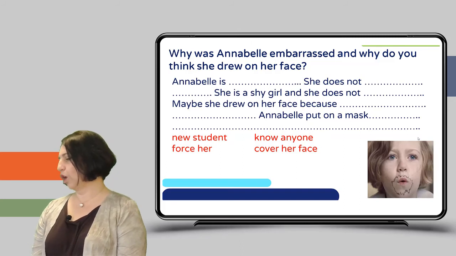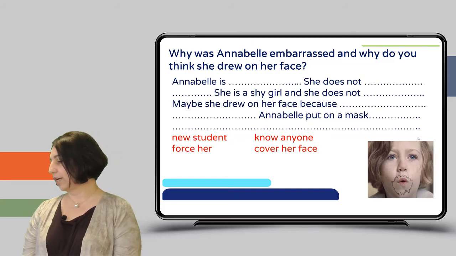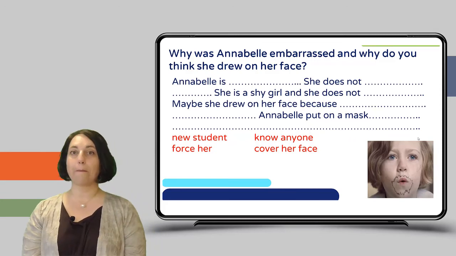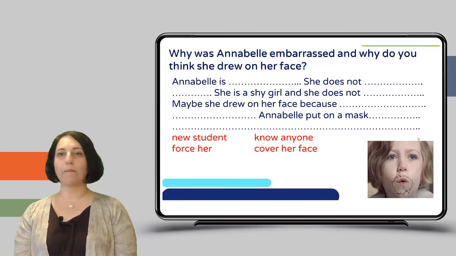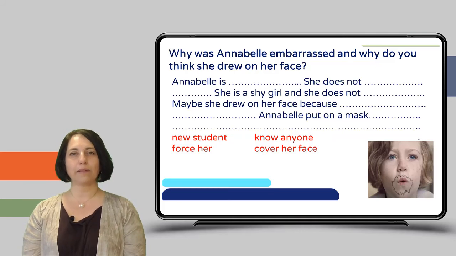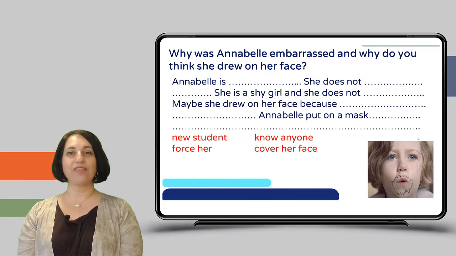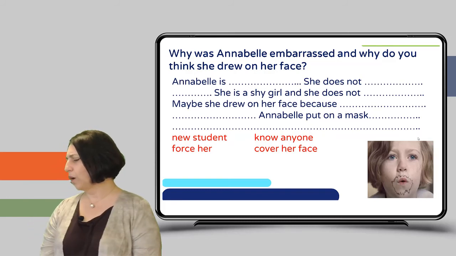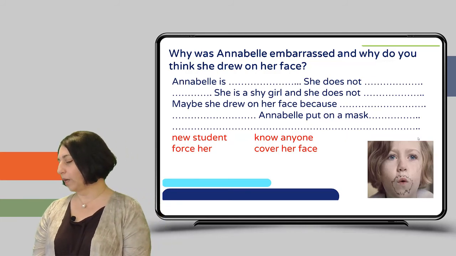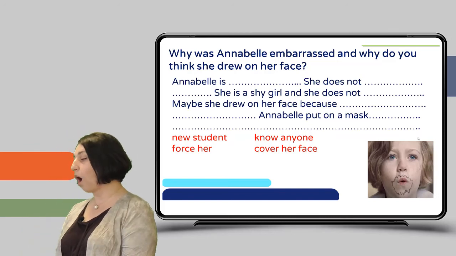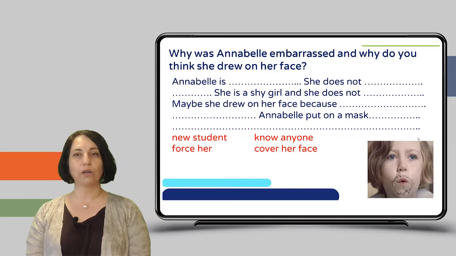Annabelle is a shy girl. Maybe she drew on her face because Annabelle put on a mask. So number one, again, I'm talking about the events as they happened, and then I'm explaining why I think they happened. And that is inferring. And that is also explaining in detail what I saw. And the words I'm going to use are new student, know anyone, force her, cover her face. Okay, so what do you think could be an answer to why Annabelle was embarrassed and why she drew on her face?